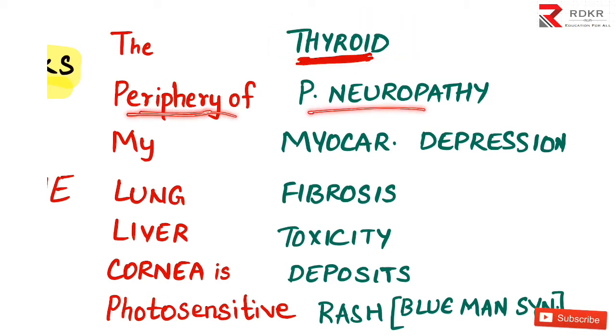Periphery for peripheral neuropathy, myocardial depression, lung fibrosis or pulmonary fibrosis, liver toxicity or hepatic toxicity, corneal deposits. Photosensitive is nothing but rashes present on the skin when you use the amiodarone, and it has a side effect causing a blue rash. That is why it has another name, blue man syndrome. And now your brain must tell you about the red man syndrome. Where is red man syndrome?